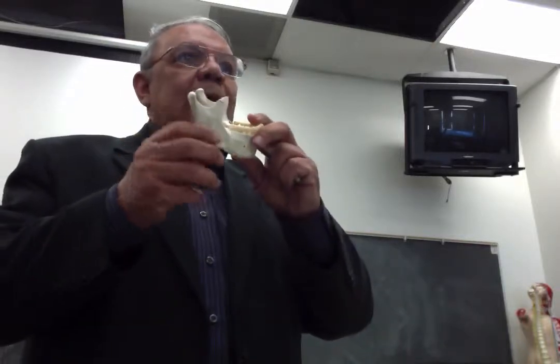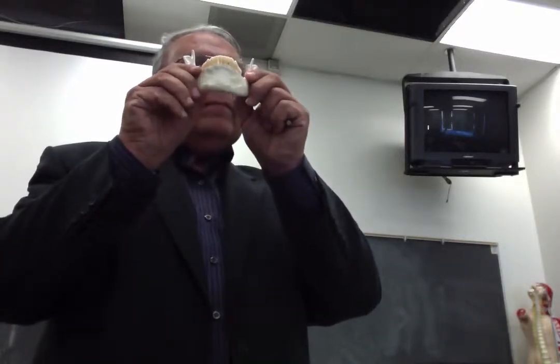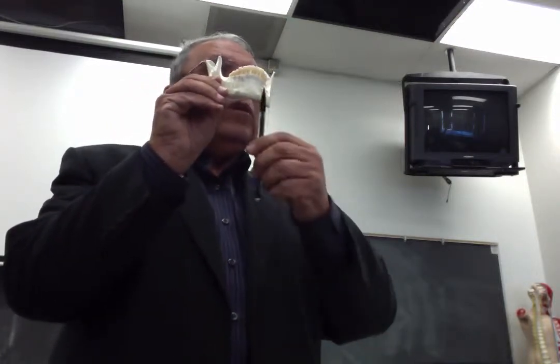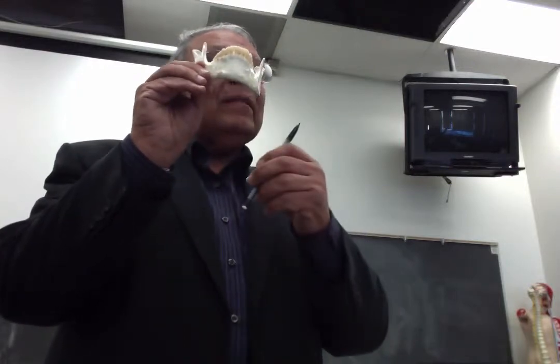Mandible. The mandible is made of two halves. One half and one half. The two of them unite by the middle like that, in a line called symphysis menti. When we discuss the pelvic bones, we'll see the same line, but it has a different name.